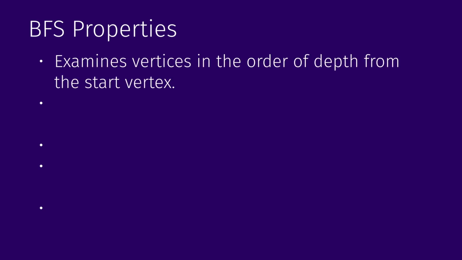BFS has a bunch of properties that make it differ from depth first search or other search strategies. One is that it examines vertices in the order of depth from the start vertex. How many edges you need to traverse to reach some vertex from the start vertex. This is what you can call a depth in this context.